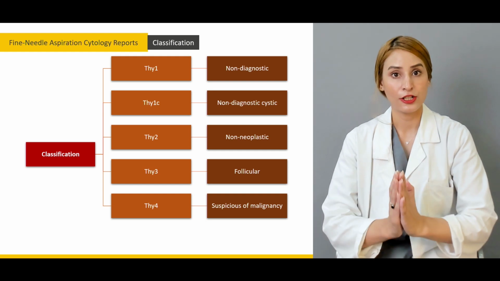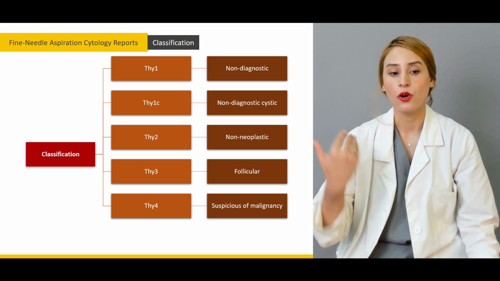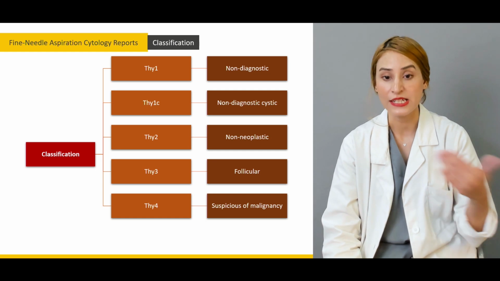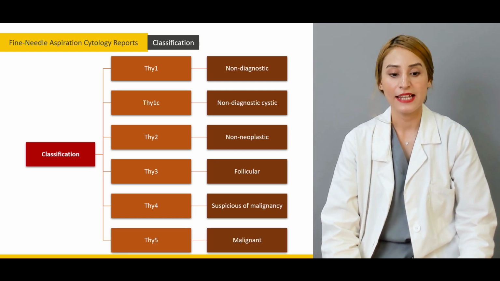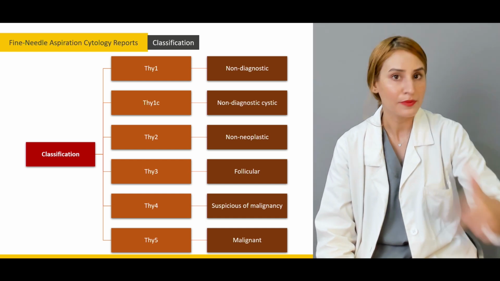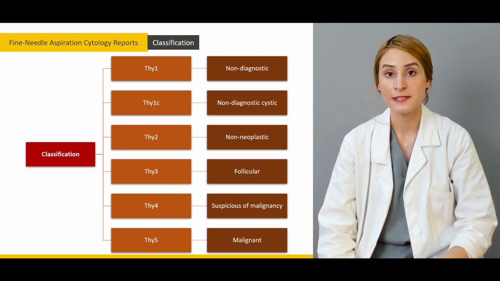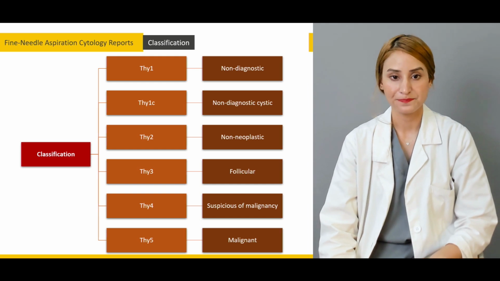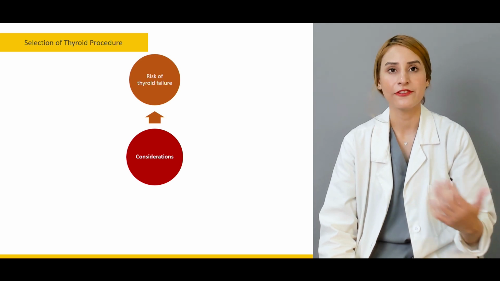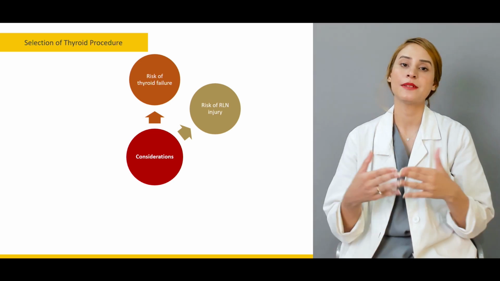And obviously for all those nodules, or for all those swellings which are in the classification criteria of THY4, there's a suspicion of malignancy, and so they need to be excised immediately. And then there's THY5, which is actually malignant. In THY4, there is a suspicion of malignancy, but in THY5, this is confidently malignant. So this was about the thyroid FNAC classification.